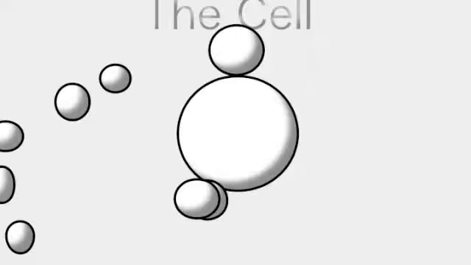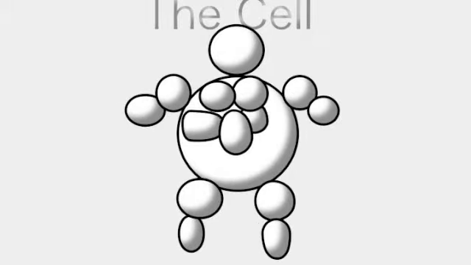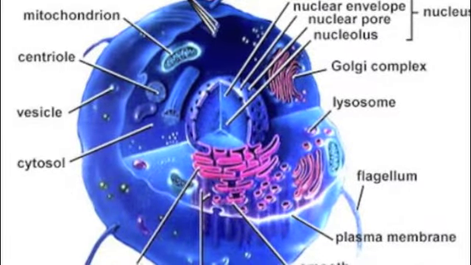A cell is the smallest unit of life. Everything that has ever lived, everything that is living, and everything that will ever live is made up of cells. All living things have 8 characteristics in common.